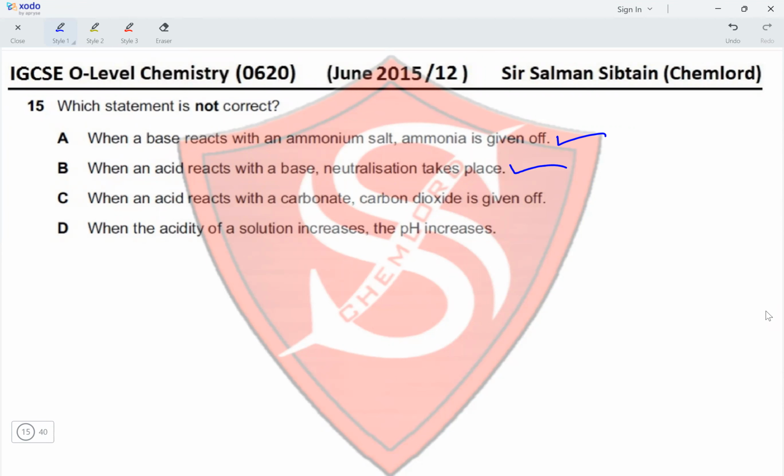When an acid reacts with a carbonate, carbon dioxide is given off. This is correct as well. It forms a salt, carbon dioxide is given off, and it also produces water. When the acidity of a solution increases, the pH increases. No, the pH would decrease, because the greater the acidity, the lower the pH. And the greater the basicity, the higher the pH. So this makes option D the correct option for this question.